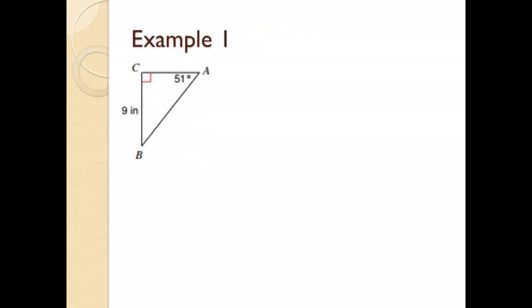We're given angle A, we're given side BC, and we know this is a right triangle. So the missing parts that we still need to find are angle B, AC, and AB. Let's start by finding angle B. Since we have a triangle, and we know that one of those angles is 51 degrees, and the other is a right angle, we can find the third angle by using the triangle sum theorem. So angle B is 180 minus 90 minus 51, which gives us 39. So angle B is 39 degrees.